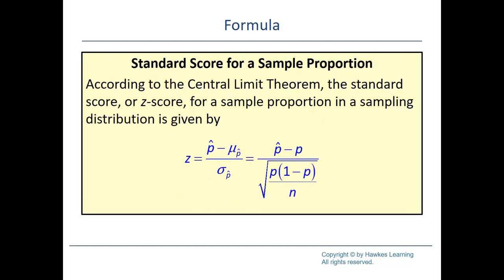Now, according to the central limit theorem, the standard score, the z-score for a sample proportion in a sampling distribution, is given by the following formula. It's still our data value minus our mean, divided by our standard deviation, except now our data value is the sample proportion, p hat, minus the mean of the sample proportion, which is just the population proportion, divided by the standard deviation of the sample proportion, which gets really complicated. This is only needed if you are going to use the normal tables.